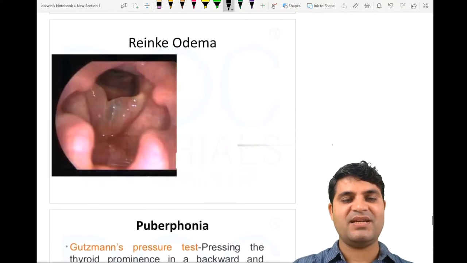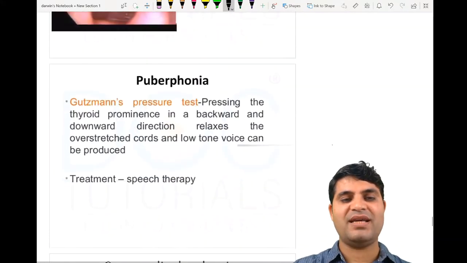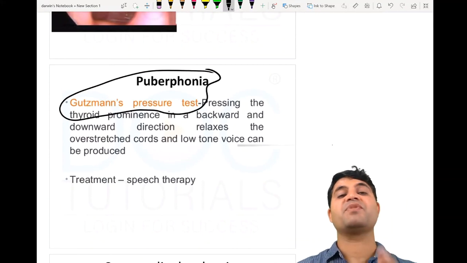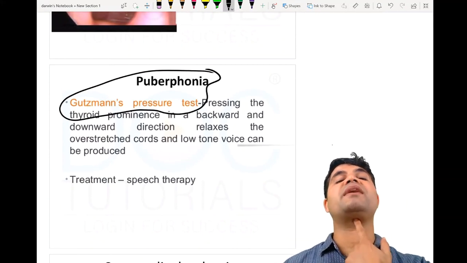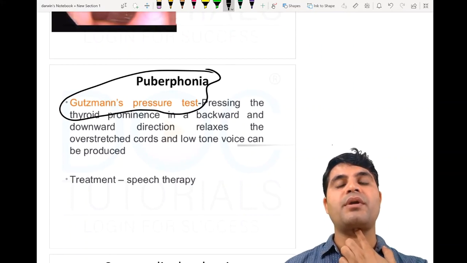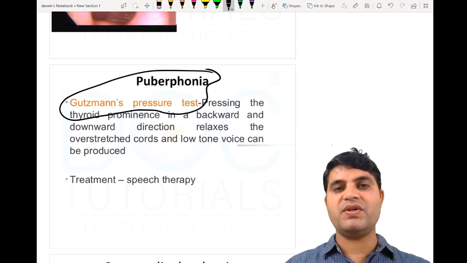This is Reinke's edema. I have already told you, smoker's larynx. And in puberphonia you do Gutzmann pressure test. So remember, in puberphonia you press the thyroid prominence backward and downwards and see. Can you see the voice change?